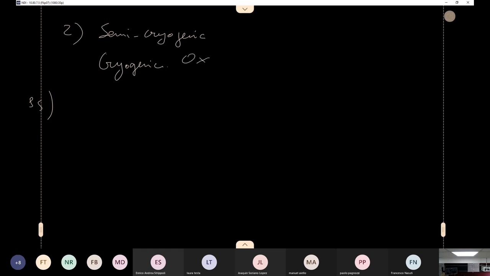Cryogenic oxidizer plus soluble fuel. This is the typical semi-cryogenic combination. And so the oxidizer actually in principle could be either oxygen or fluorine, both are cryogenic, and soluble fuel means kerosene or alkyl-1, alcohols or hydrogen. Yeah. So let's list some examples.